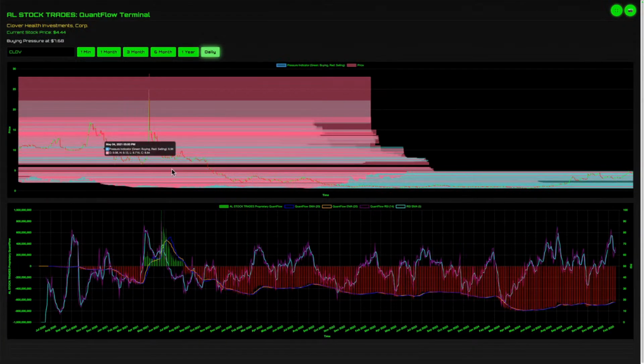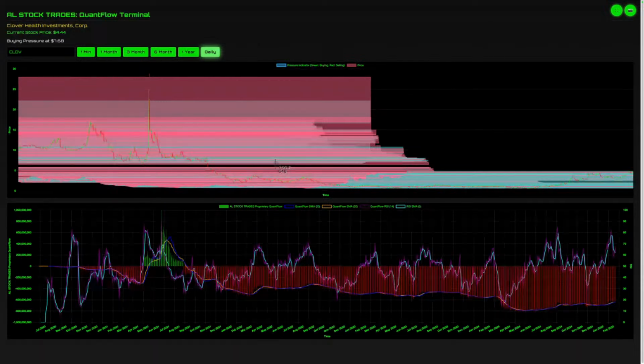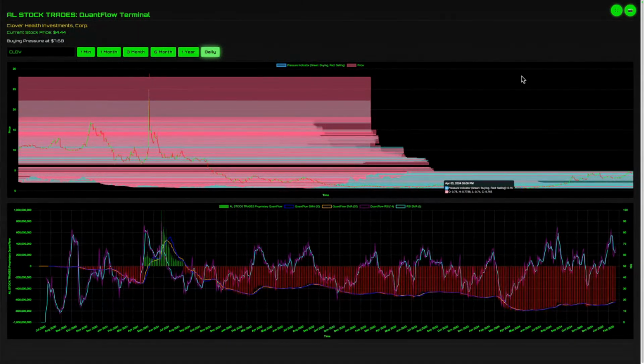If we look at the overall history of Clover Health, you can see this is when Clover Health short squeezed, when it went all the way up to like $28. You can see there was a whole bunch of selling here, lots of selling. And then this quant data is all red, red, red, red, red, and all of a sudden it started to turn green. Let's see what happened here. It started to turn really green right around when Clover was trading at $1.50.